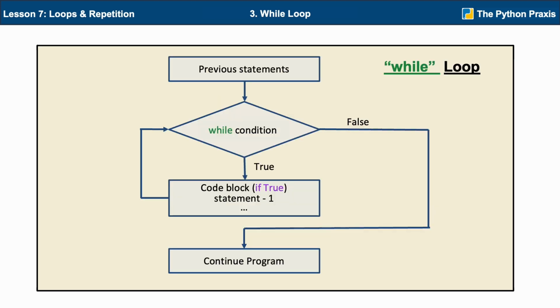Watching now the flow diagram of a while loop, we see the steps. Python executes all previous statements that are before the loop. Then a while loop starts by checking a condition. If the condition is true, then it executes the indented code block of the while loop. When the condition ever becomes false, then the loop ends and the program continues. This is the flow every while loop follows.